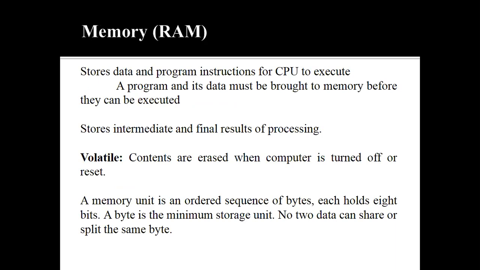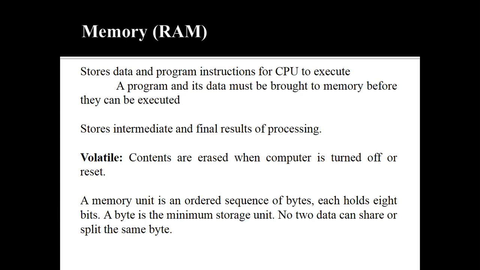After that, we have memory as RAM. It stores specific types of information, and the instructions of software are also stored in RAM to be executed by the CPU. A program and its data must be brought to memory before they can be executed. Before execution, all the data present in the memory must be recalled to run that specific set of instructions for specific tasks. It stores intermediate and final results of processing, also in RAM or other types of hard drives. The contents are erased when the computer is turned off or reset.